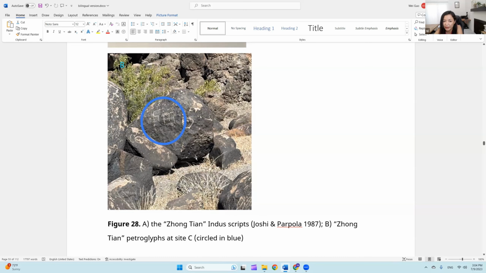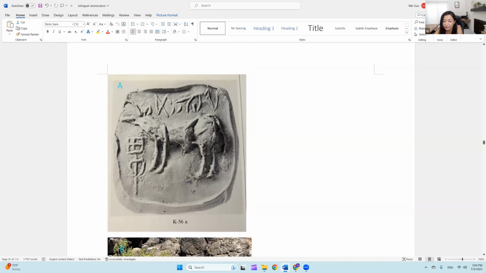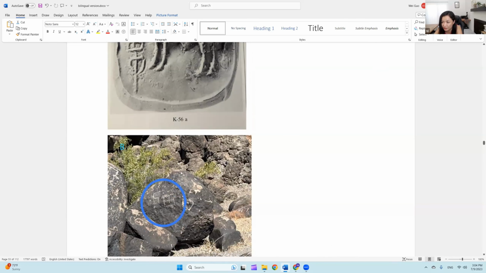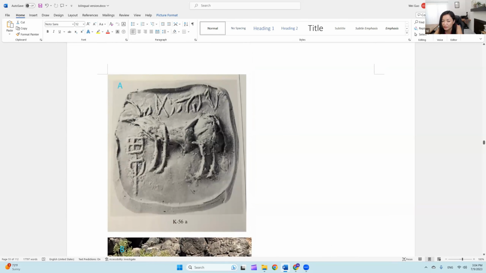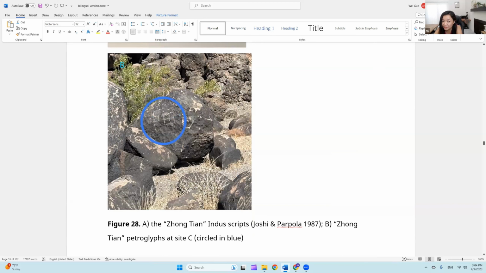This is a petroglyph in Arizona, okay? But you can find these two characters not only in the Chinese language. This is an Indus sign with these two characters on it also. So these are two Chinese characters, but they are also inscribed on the Indus seal, and they can be found in the petroglyphs in America too.